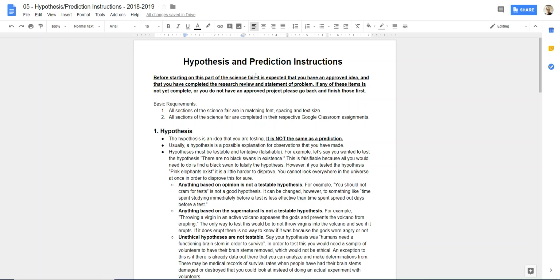In order to figure out if your idea is approved, you should go to the idea submission document and check the last rubric that was sent to you. If you have the section grayed in that says ideas approved, then you can move forward to this section. These are the instructions that you're looking at here.